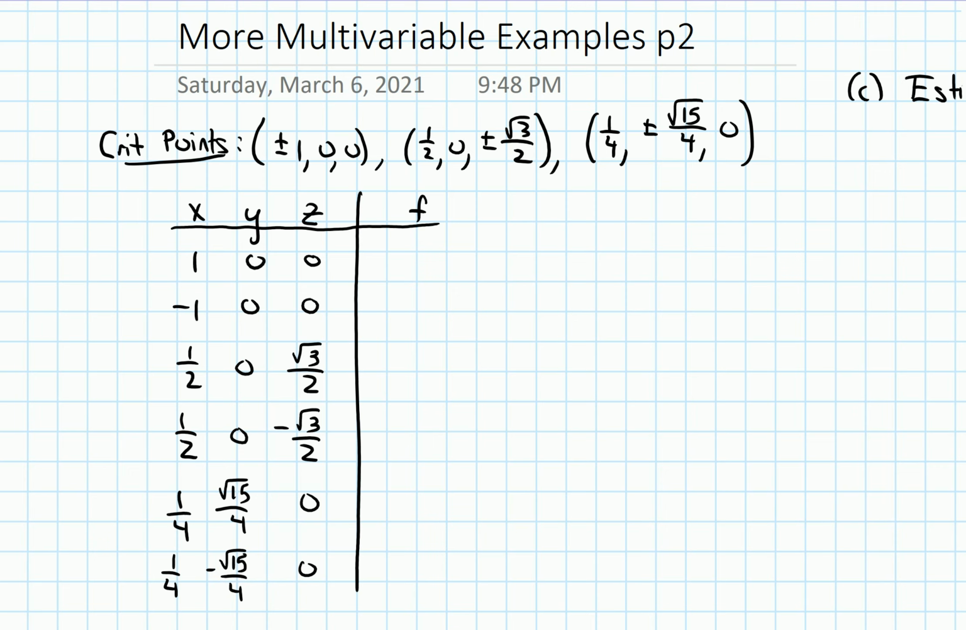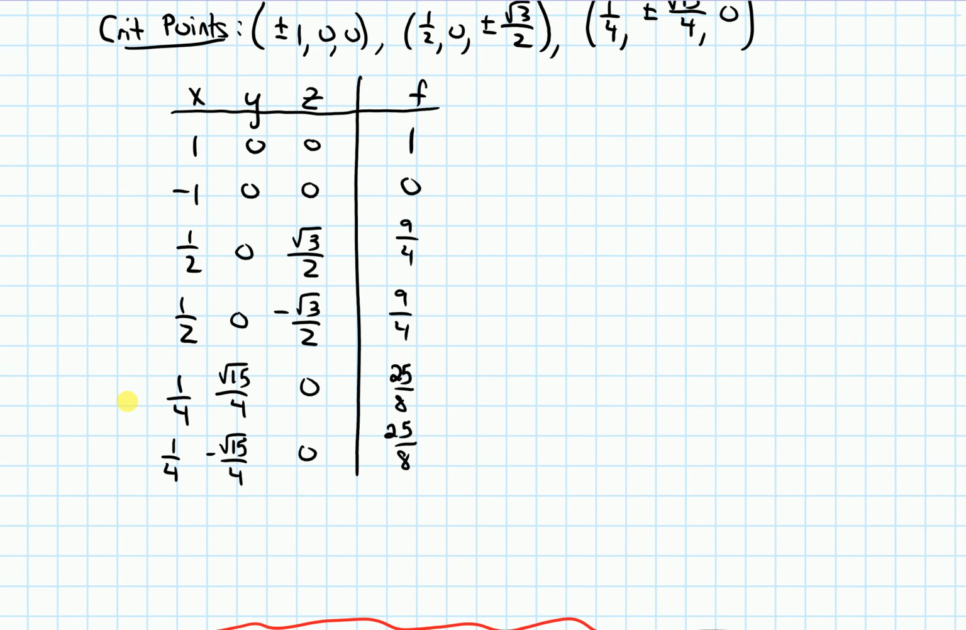Okay, so I've gone through the process of already plugging all of these into our original function f, so I'm just going to tell you what we get when I plug each of these in. So from the first critical point, I get 1. The next one, I get 0. The next 2, I get the same thing. I get 9/4. And for the last 2, I also get the same thing, which is 25/8. So now we're ready to write down our max and min values.